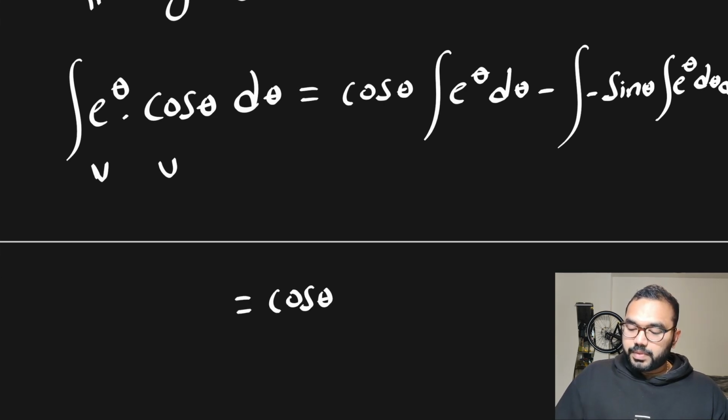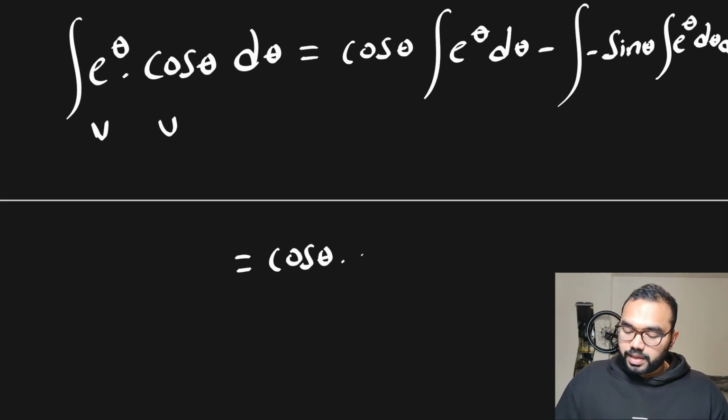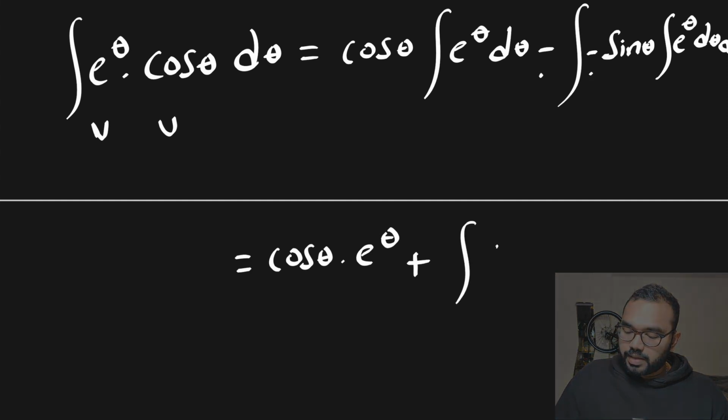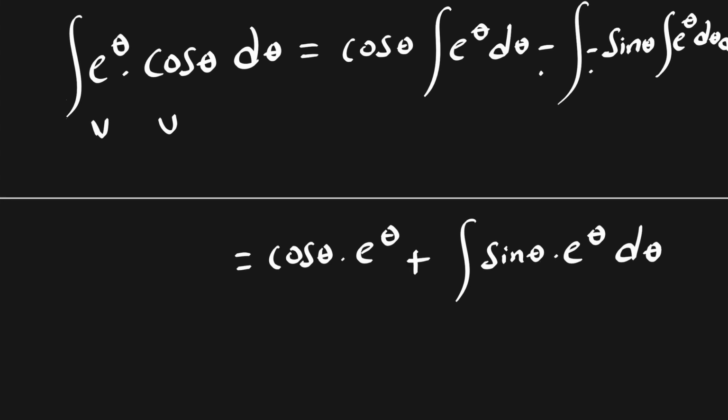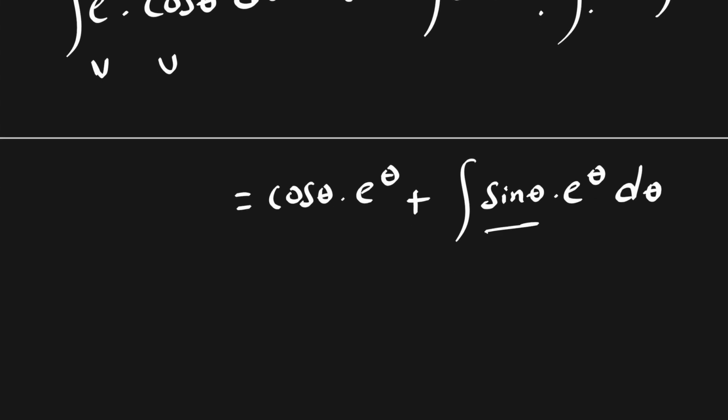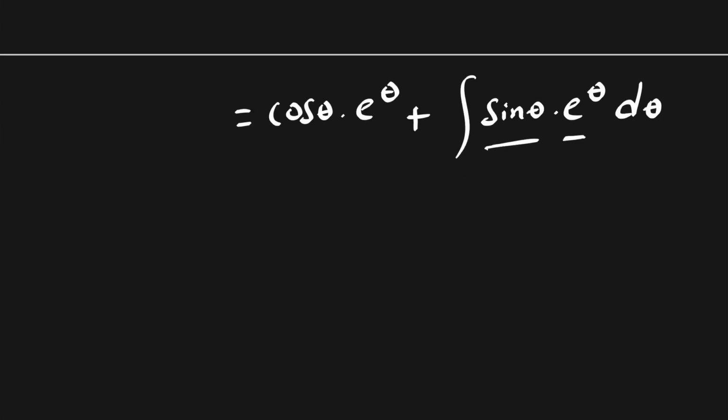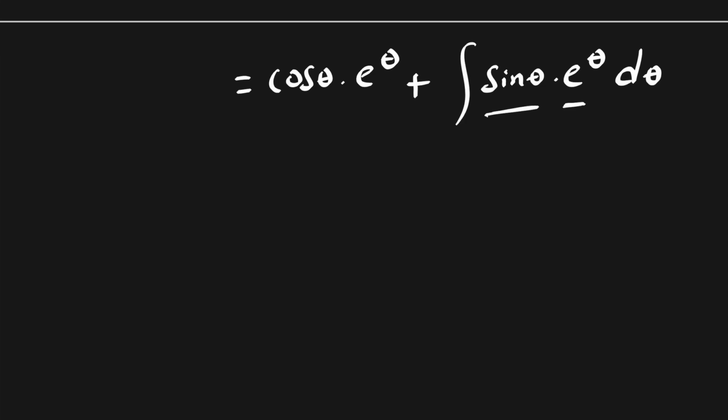Cos theta times the integral of e to the power of theta d theta is e to the power of theta, and we have minus times minus here, so that becomes plus integral sine theta, and integral e to the power of theta d theta is e to the power of theta d theta. Again we have a trigonometric function and an exponential function. So again we would have to apply the ILATE rule. We would apply the ILATE rule as many times as necessary until we get the required solution. So in this case we would have to apply it just twice.